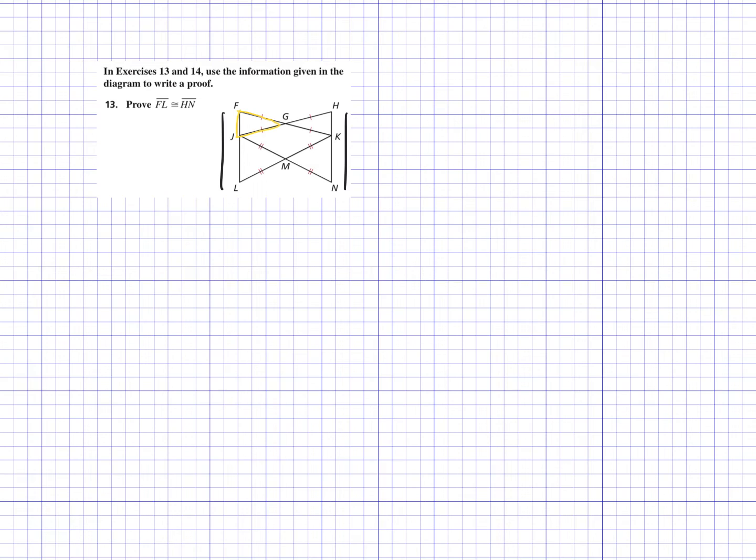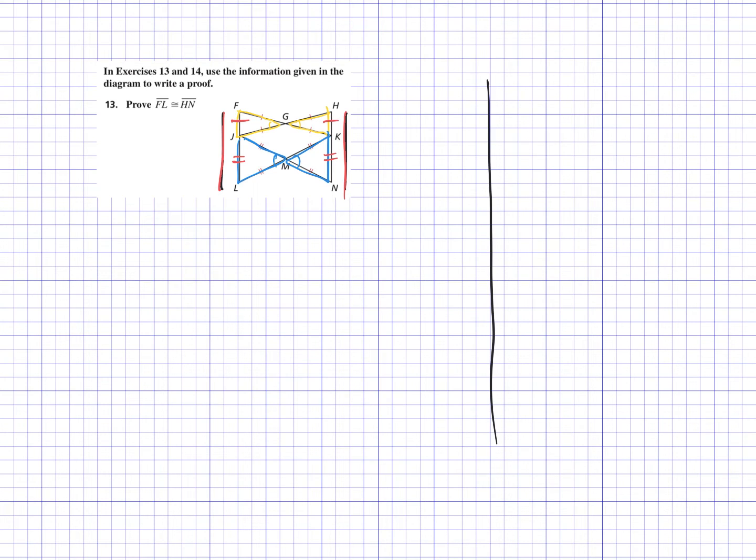these two triangles are congruent, vertical angles, side, angle, side. And then you have these two blue triangles, vertical angles, and you have side, angle, side for those. So in the top one, FJ is congruent to HK, CPCTC, and JL is congruent to KN, CPCTC. And then you can do segment addition for FL and HN.